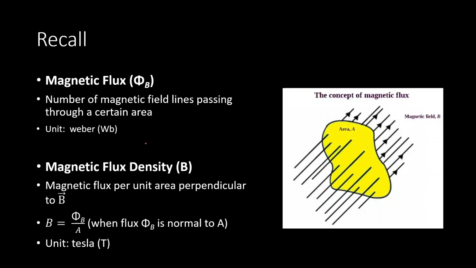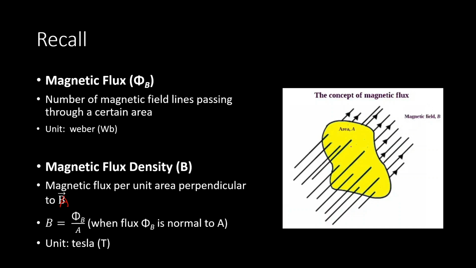And let's introduce another concept, magnetic flux density, which is magnetic flux per unit area perpendicular to the B, which is the magnetic flux density, normal to the plane. Okay, I should say A here. B is equal to phi B over A, where the phi B is normal to A.